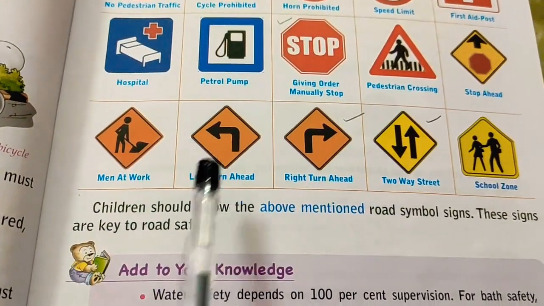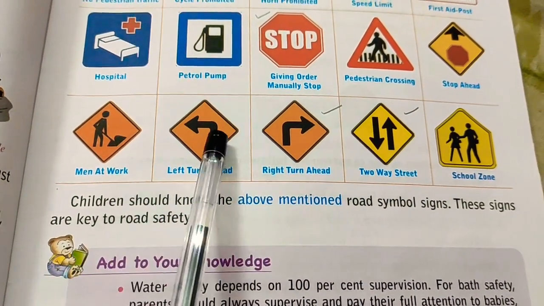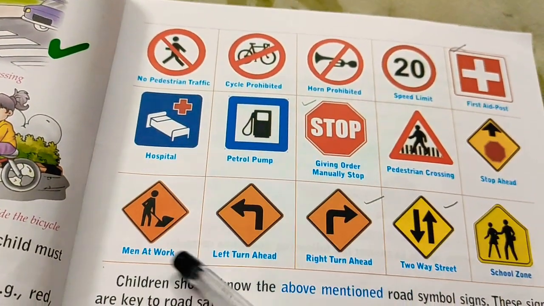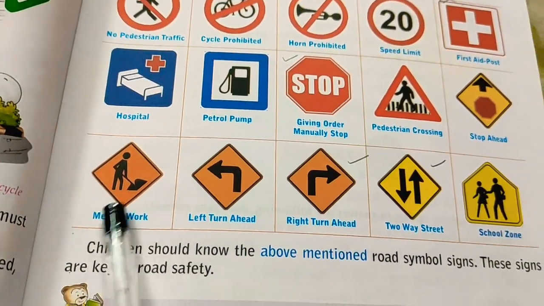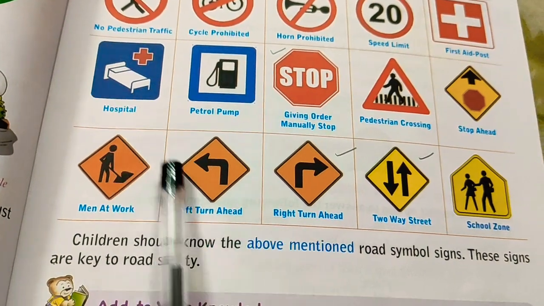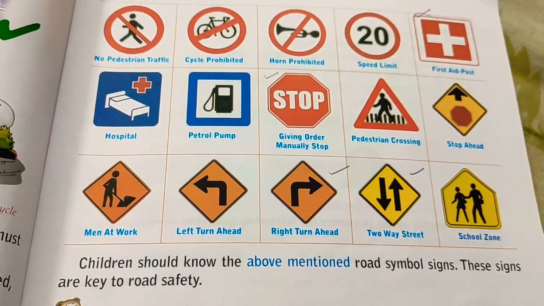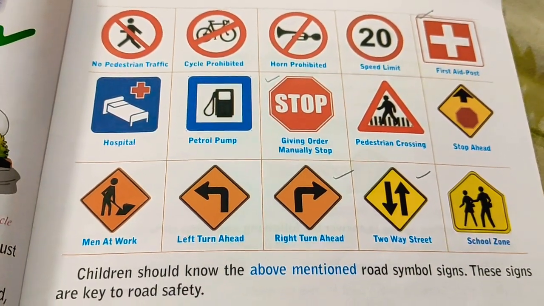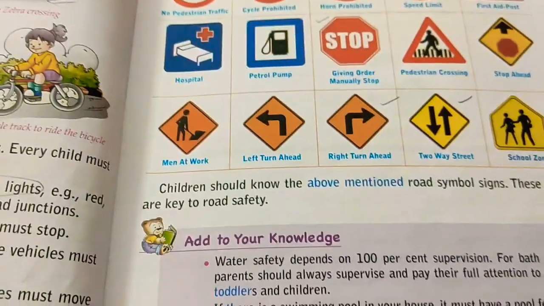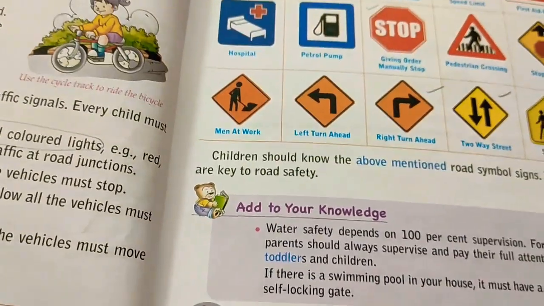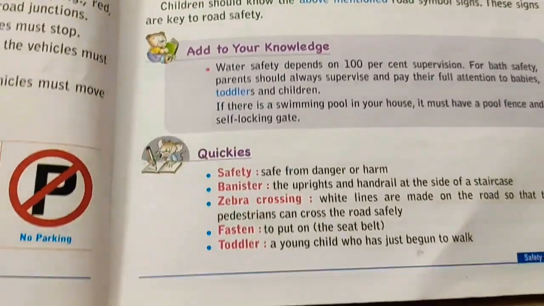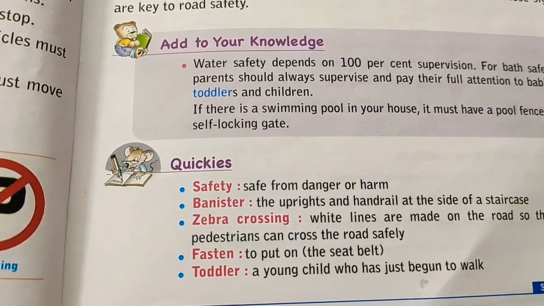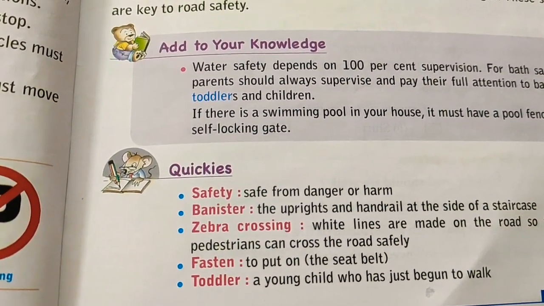Children, you should know the above mentioned road symbol signs. These signs are key to road safety. Please see the signs. Remember them when you are on the road, and try to find out these signs. Whenever you are on the road, just notice these signs. When you notice, only then you will learn. Okay, children, by this your chapter is finished. Now, after seeing the video of the explanation, please note down these first of all in your copies, and afterwards you will write the question answers and all.